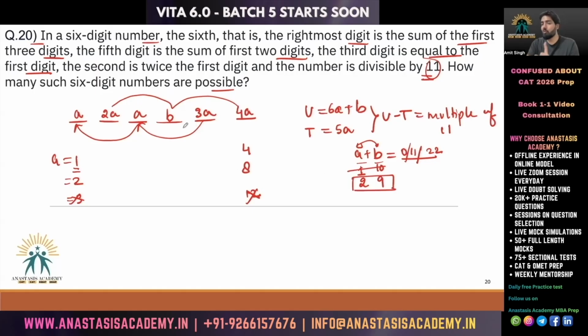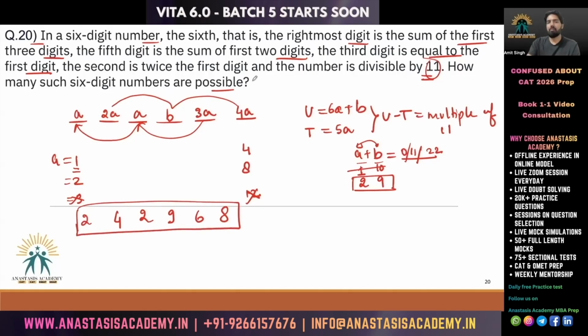So there would be only one such 6-digit number possible. And that number would be 2, 2 into 2 is 4, 2, 9, 3 into 2 is 6, 4 into 2 is 8. So only one such number is possible. How many numbers are possible? Only one number. This is the correct answer.